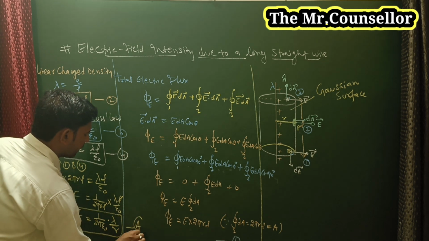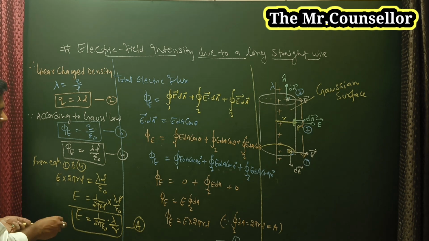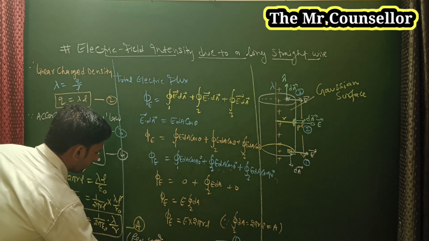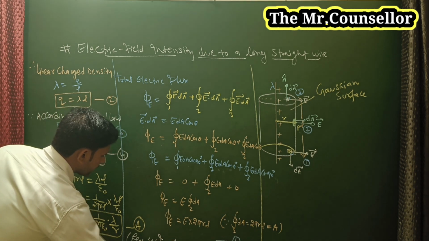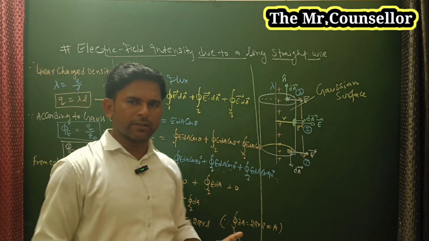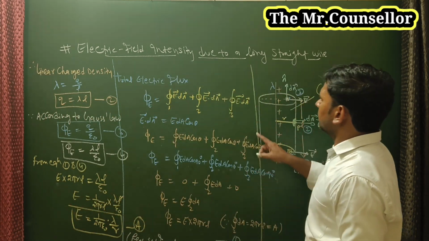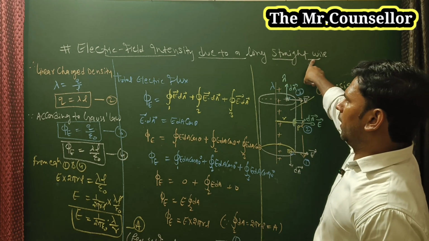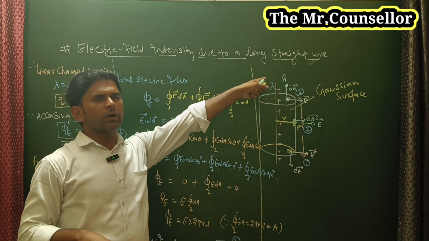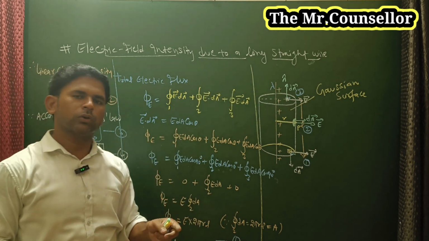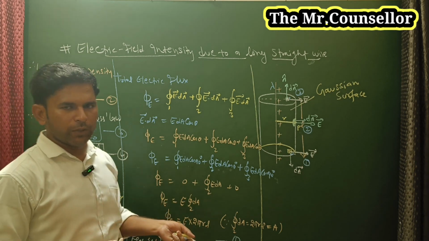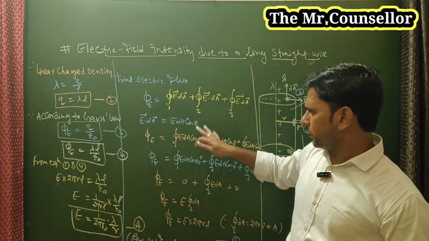So this is the required formula, the electric field intensity formula. This is the final result: electric field intensity due to a long straight wire. We can also say due to a long straight charged wire. Both are okay. Is it okay or not? So now you can make a note. You can pause the video and write down all these things.